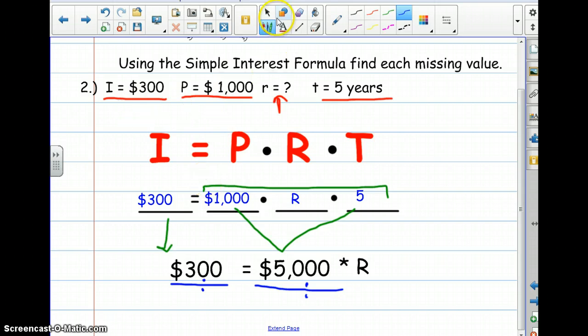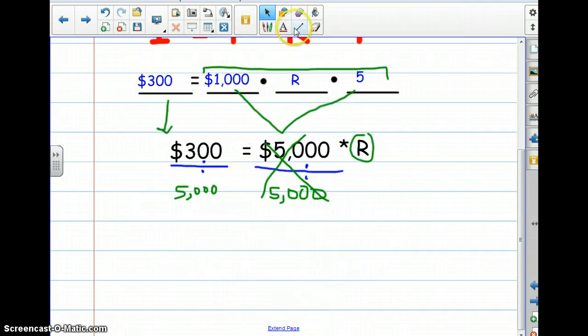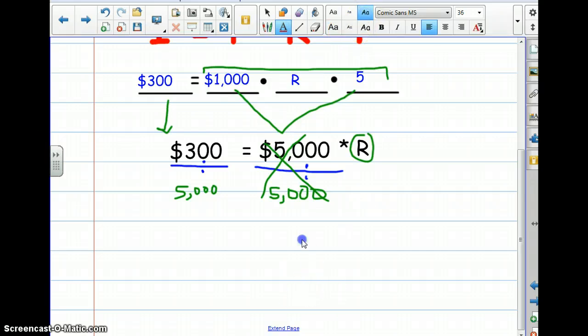Now what am I going to divide both sides by? Easy enough. I want to figure out what R is, so I want to get R alone. So I'm going to move the $5,000 off of this side. So I'm going to divide both sides by 5,000. Now, I know that when I do 5,000 divided by 5,000, they cancel each other out. And I'm still left with R on this side. So we'll put R down here, even though he's by his lonesome.